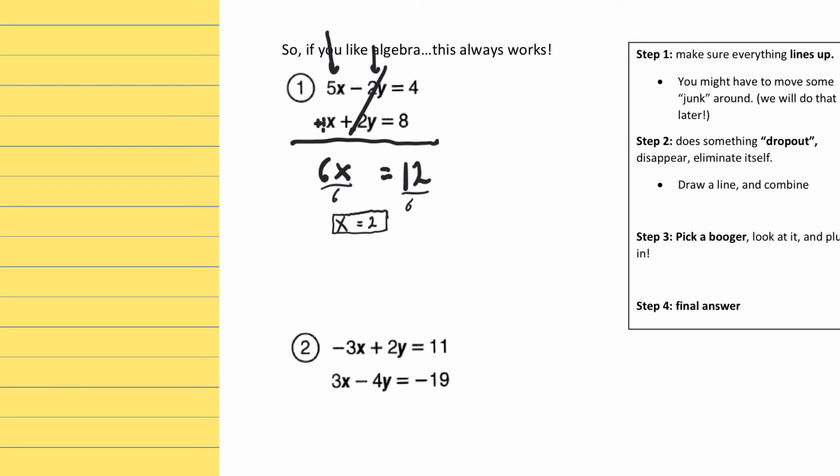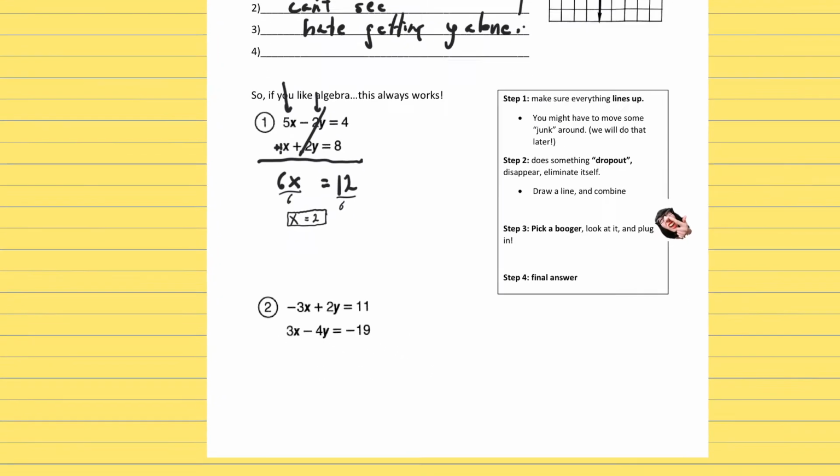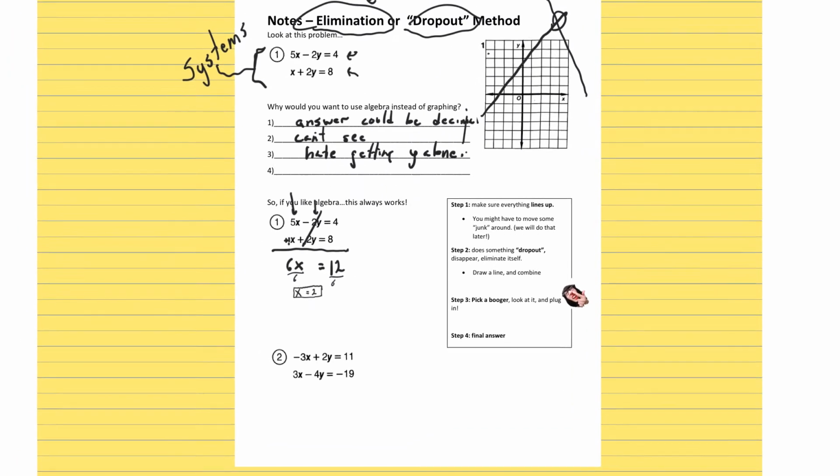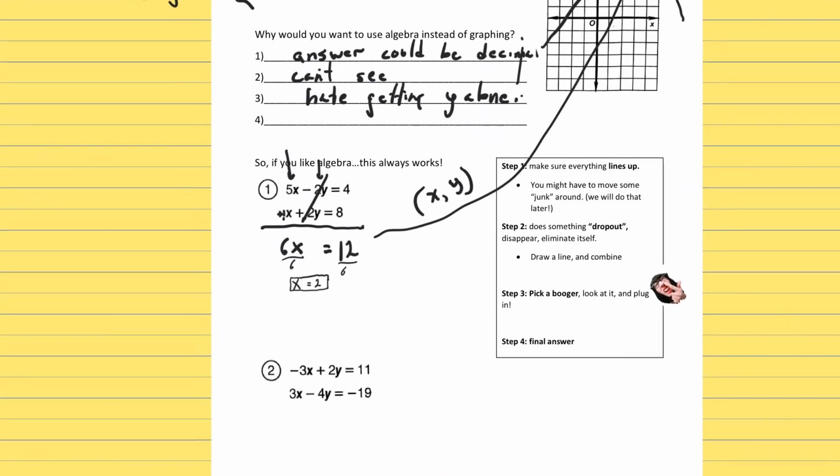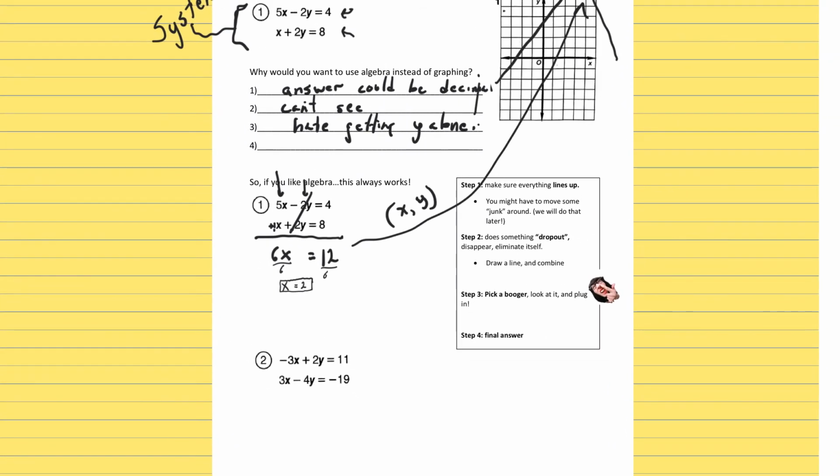But we're not done. Here's the issue. If you think about what our answer was, and I'm way up here, it was a point. And a point is always an x and a y. Okay? So we need to find y. So the question is, how do you do that? And if you take a peek over here, step 3, we call it picking a booger. I'm sorry, guys, but it's just the way it's got to be done.